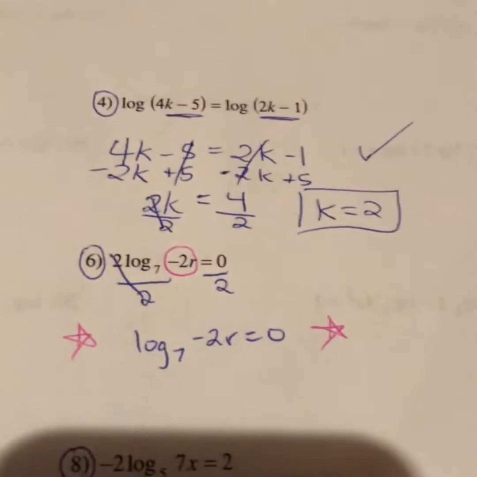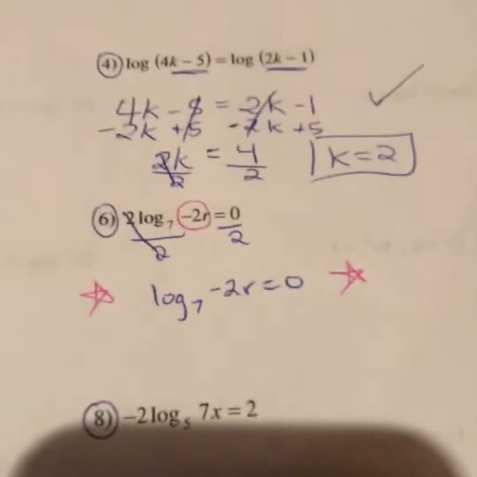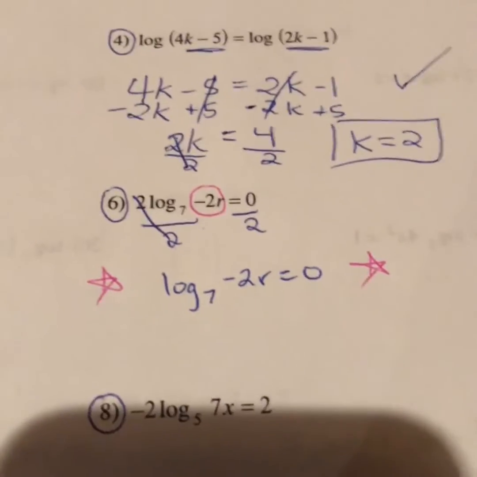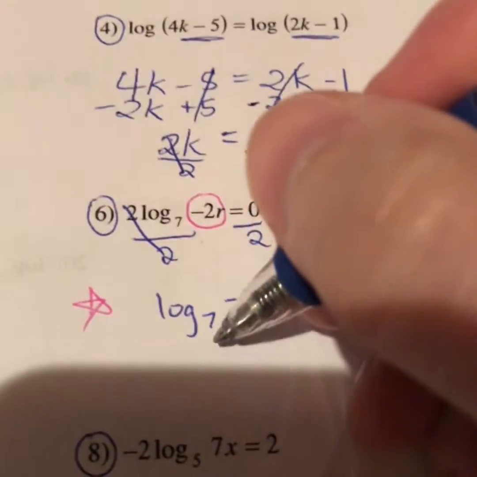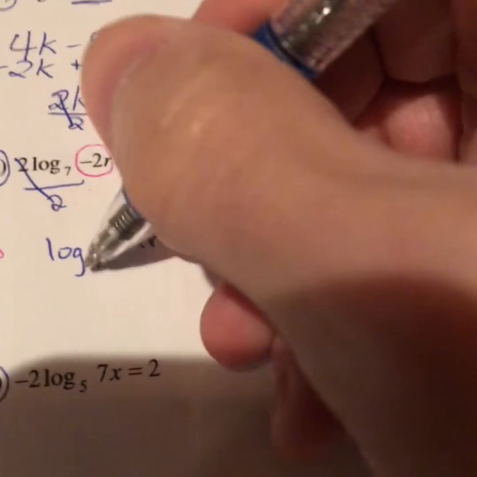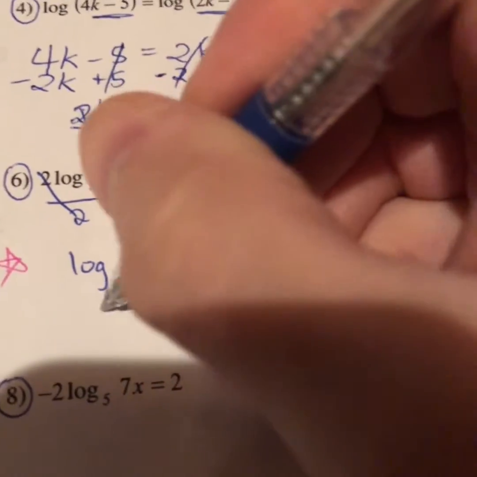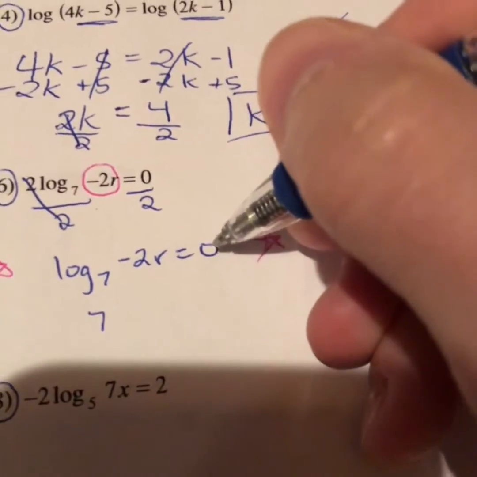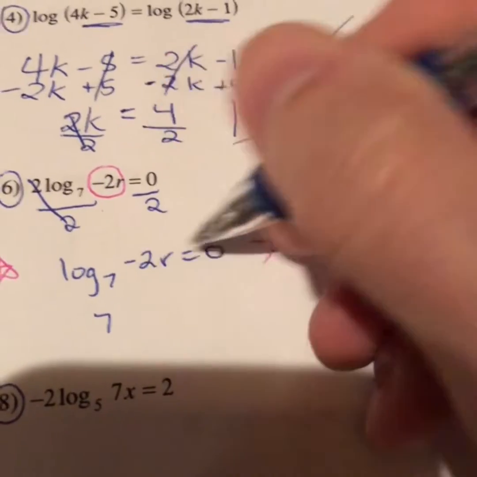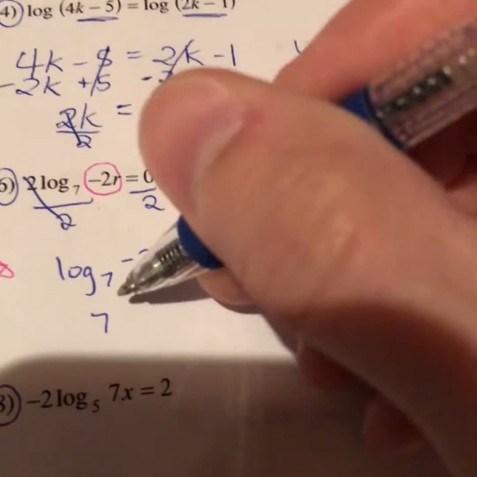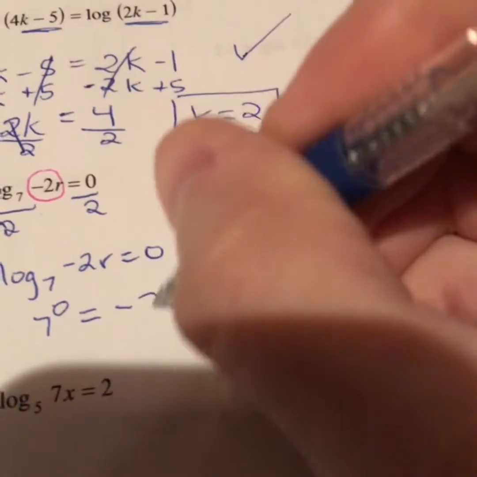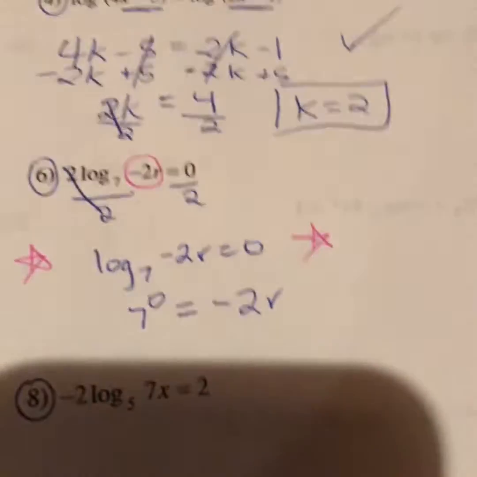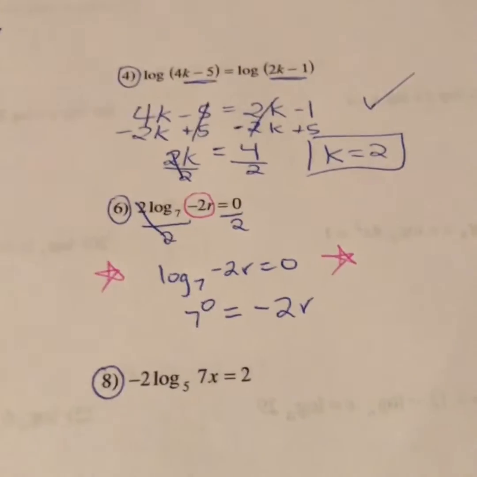You need to change this to exponential form. So we're going back to the first week of logs, where we were changing from logarithmic to exponential form. Remember, we take the base here, so this smaller number, the base 7, raise it to whatever's on the other side. These two numbers swap, if you remember that. So 7 to the 0th power equals negative 2r. That's the key. If you can do that, you can solve 6 through 10, no problem.